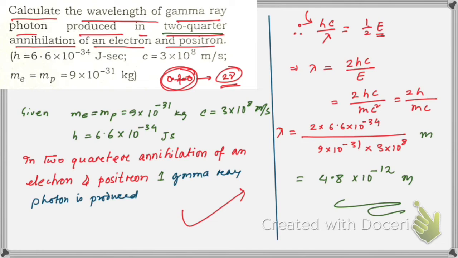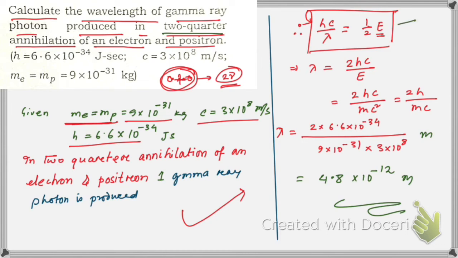So using that operation, here we have this data: the mass of the electron and positron is the same, the velocity of light is given here, and the value of h is given. So use this relation, and if you put the given values here and calculate, you will get the wavelength. This is the wavelength of the gamma ray photon released in this phenomenon. So this is the required wavelength of the gamma ray photon.